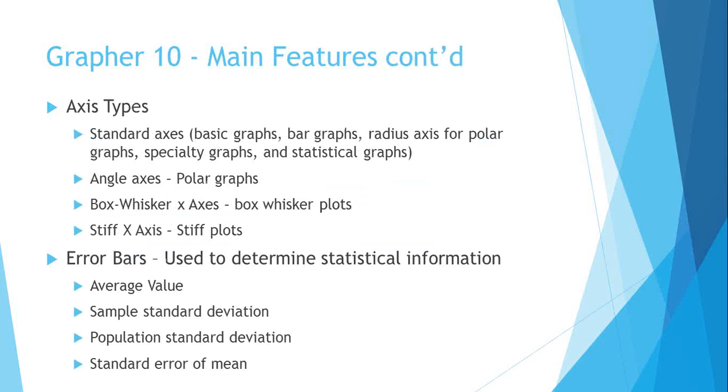Grapher allows for a lot of options to create unique and fully customizable graphs. This includes four axis types to best represent all of your data. In addition, error bars can be added to plots to display additional statistical information such as average value, sample and population, standard deviation, and standard error of mean.